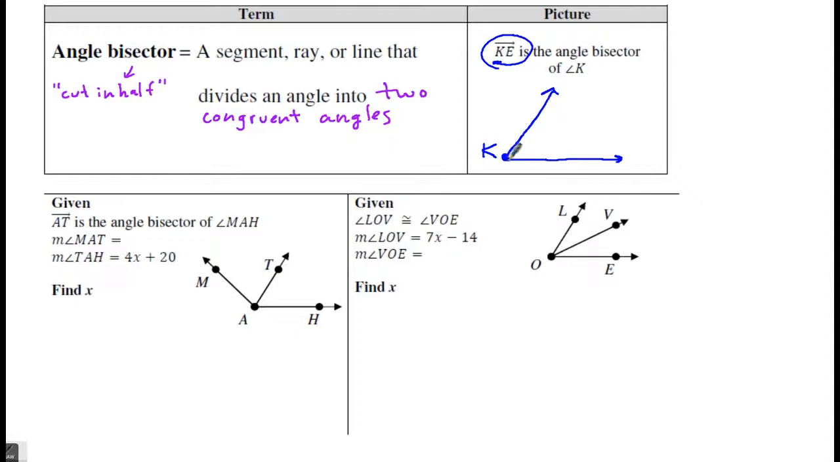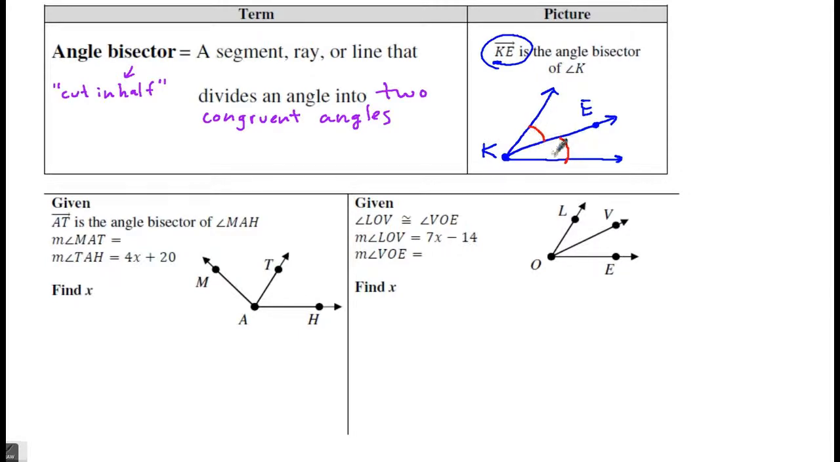So there's my ray KE bisecting, cutting in half this angle of K. So that means that this swoosh, this angle, is going to equal this angle. We use the little swooshes to indicate that these two are the same. Alright, so now you know what angle bisector means, just to cut in half. So let's go ahead and now solve some of these problems.